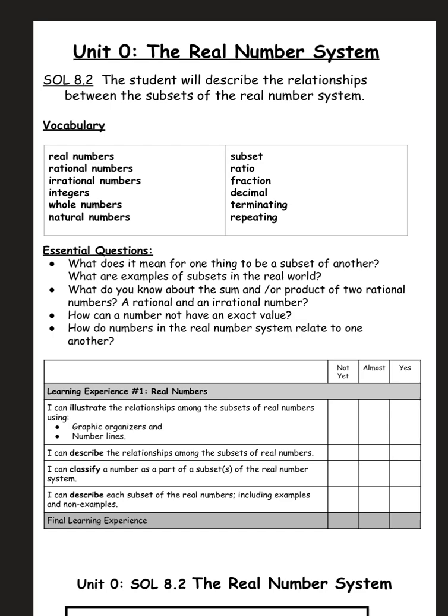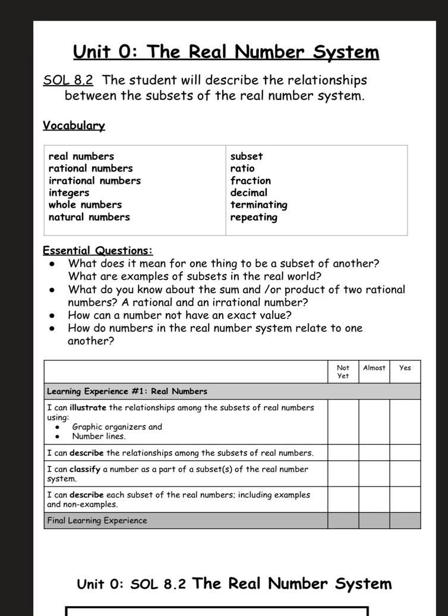For today's lesson, we're going to take a look at the real number system. With SOL 8.2, the student will describe the relationship between the subsets of the real number system. Some vocabulary we're going to look at is: real number system, rational numbers, irrational numbers, integers, whole numbers, natural numbers, subset, ratio, fraction, decimal, terminating, and repeating. Some of these vocabulary words you have seen in previous math courses.